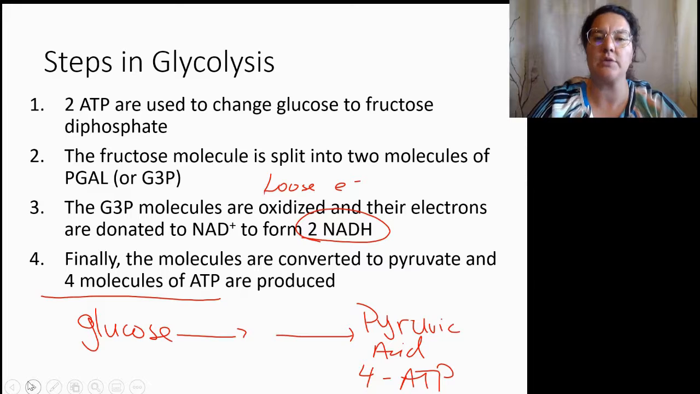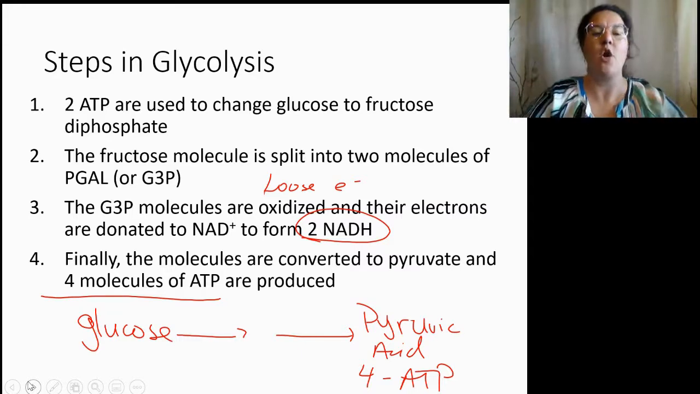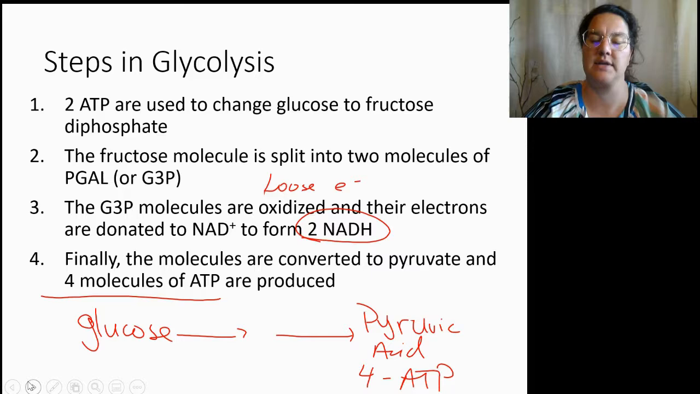Two ATP are used to change the glucose to fructose diphosphate. That fructose molecule is then split into two molecules of PGAL or G3P. Now remember, G3P was the final product of photosynthesis before plants made starches, glucoses, or fructoses. Now these G3P molecules are oxidized, which means they lose electrons, and their electrons are donated to NAD+ to form two NADHs.